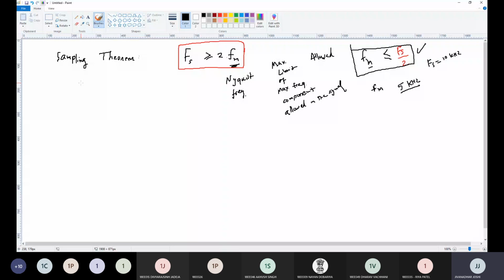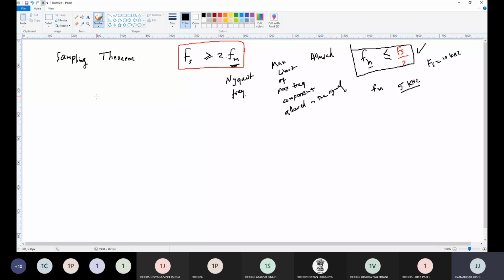So if I ask you that a signal is sampled at 50 kilohertz, what is the Nyquist frequency? Or if I give you a multiple choice question, then you should be able to identify how much is the Nyquist frequency. Nyquist frequency is given by half the sampling frequency.